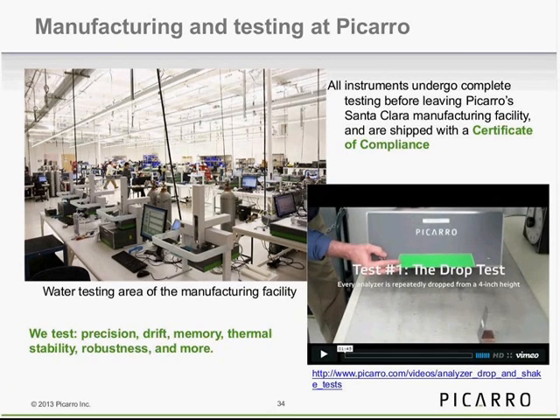Manufacturing and testing at Picarro. I just want to make a note that we test all of our instruments before we ship them. We test them for precision, drift, memory, thermal stability, robustness, and a few more things. If you go to our website, you can see what we call the drop test. These are the types of things that guarantee that our analyzers will be operational out in the field, so that you don't need to worry about taking it to the Antarctic or wherever you may want to go. It will operate out in the field as well.